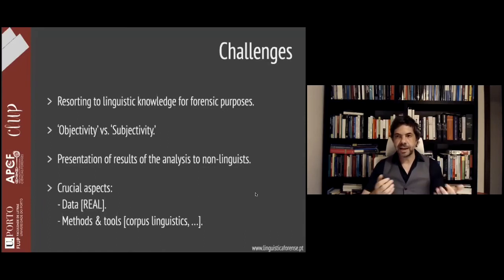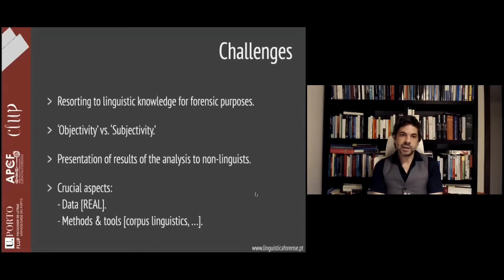So that sounds pretty much objective to me. And the other challenge is how to present the results of the analysis to non-linguists. I worked on a case recently where I had to explain to the court that meanings can be interpreted differently depending on the context. So basically, I had to tell the judge what pragmatics was, and that's not always easy if you think about it.